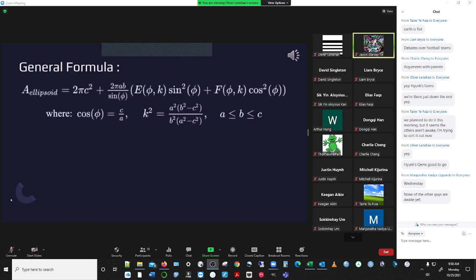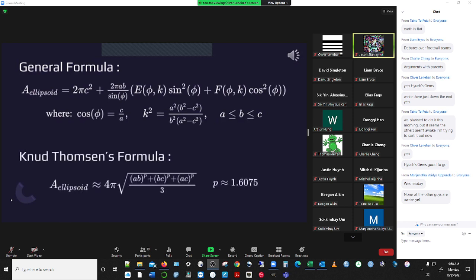So the general formula for the surface area of an ellipsoid is already quite complicated, especially when it involves incomplete elliptic integrals E and F, which cannot be expressed simply using elementary functions or basic functions. So one of the alternative methods used to calculate the surface area of an ellipsoid is given by Knud Thomsen's formula, which gives the surface area as an approximation with the least relative error, and the value of p is approximately 1.6075.